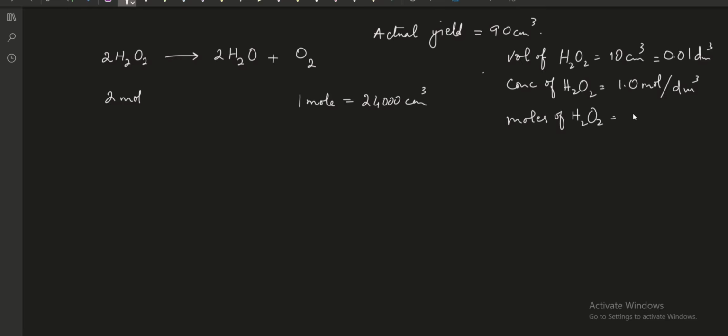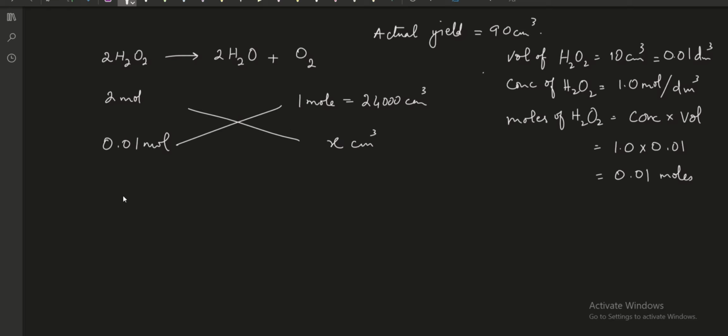All right, so we just need to calculate the moles of H2O2 by using the formula that moles is equal to concentration multiplied by volume. Concentration is 1.0 multiplied by the volume we have just calculated. So the number of moles of H2O2 is 0.01 moles. So if 2 moles produce 24,000 cubic centimeter of oxygen gas, then 0.01 mole will produce how much gas?